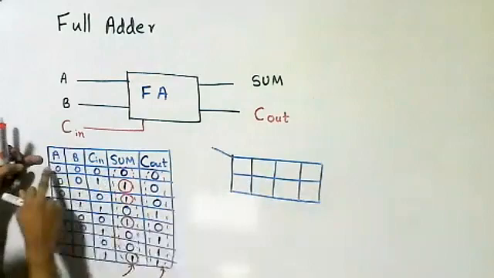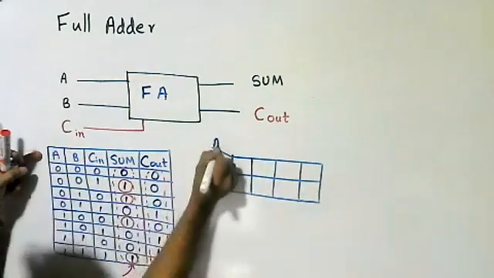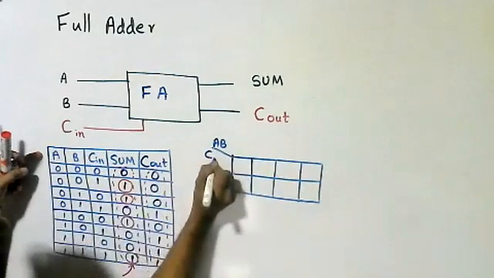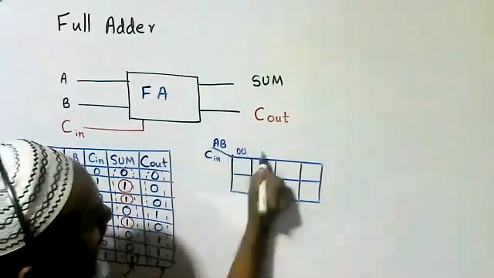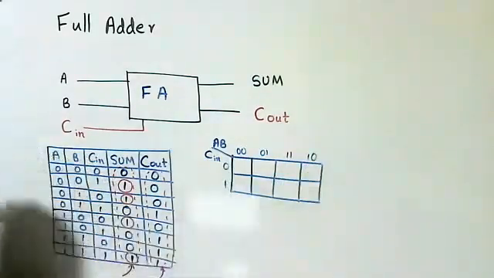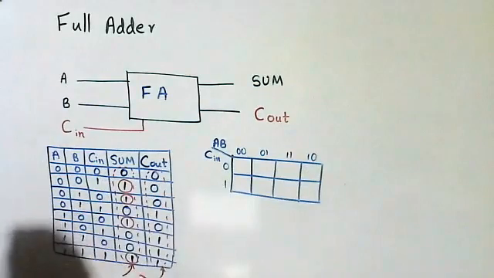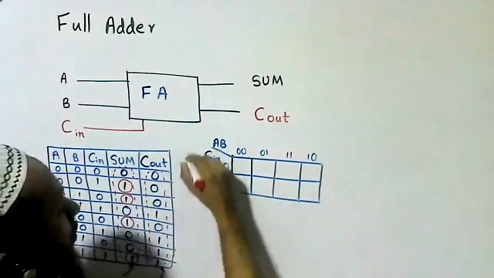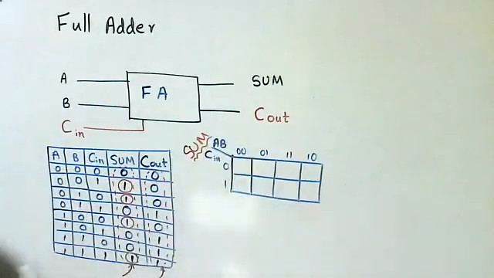So what are the inputs? A, B, C in. Those are the inputs, okay? I'm going to mark the headers 0, 0, 0, 1, 1, 1, 1, 0, 0, 1. Now I'm going to mark the ones. This is the Karnaugh map for sum, not a truth table.